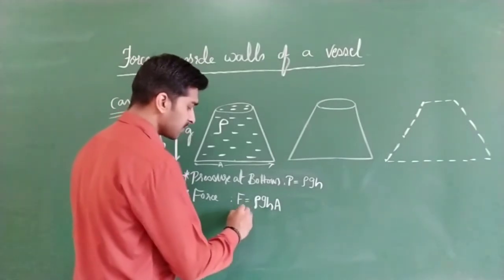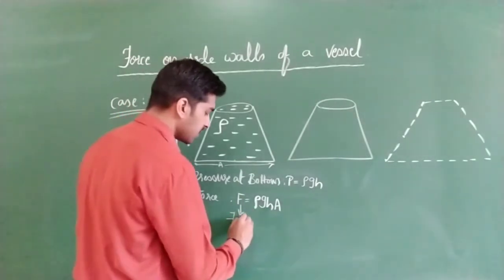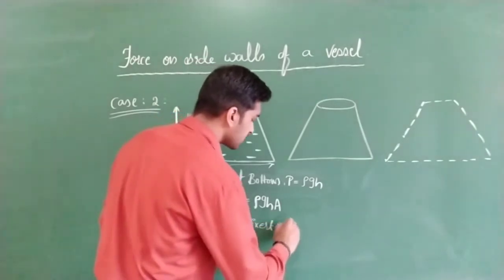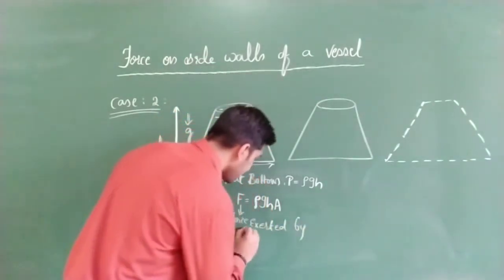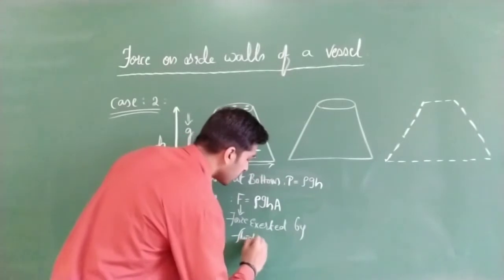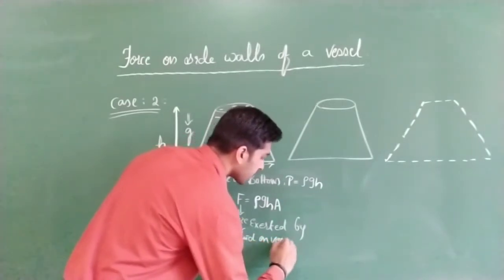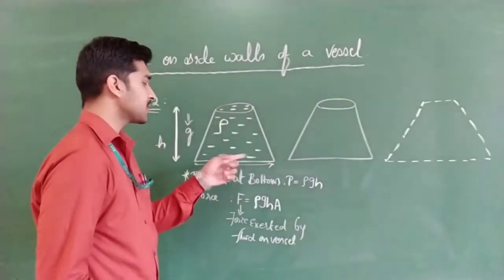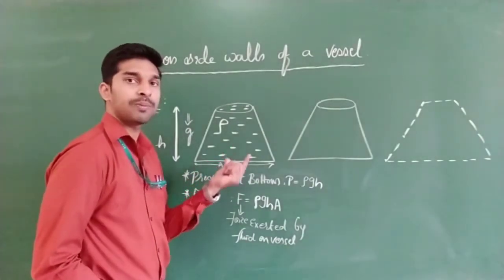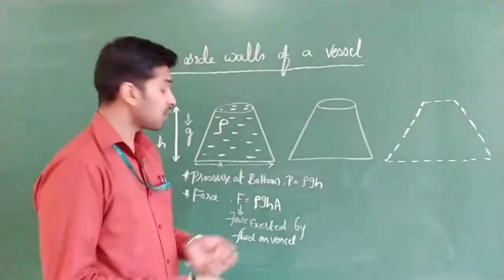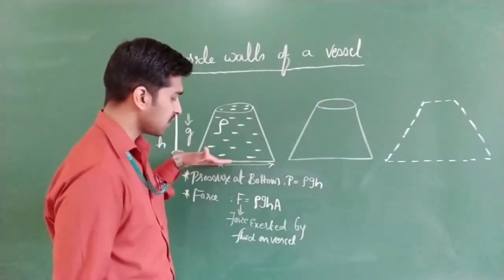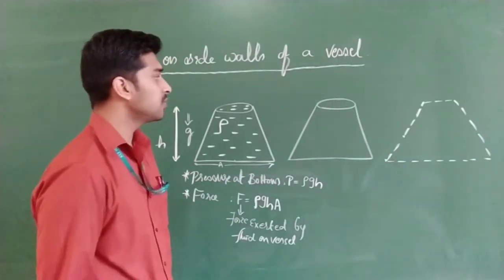This force is nothing but the force exerted by fluid on vessel. Correct now? Force we are calculating here. First we had calculated pressure. We just multiplied that pressure value by area. So we got the force exerted by this fluid on this vessel. Correct now?